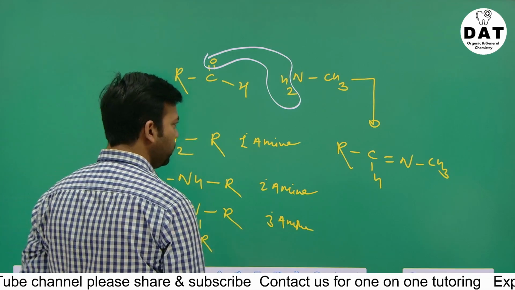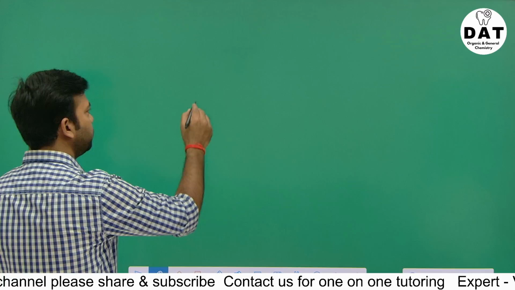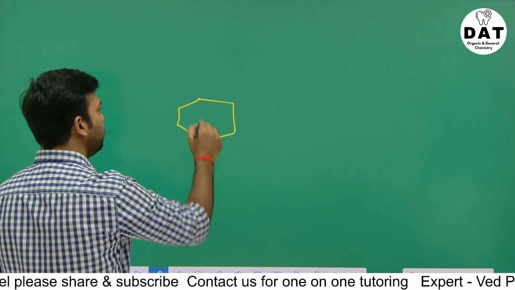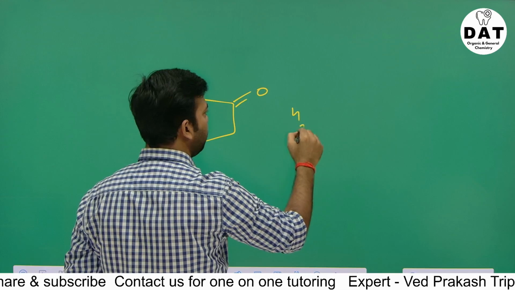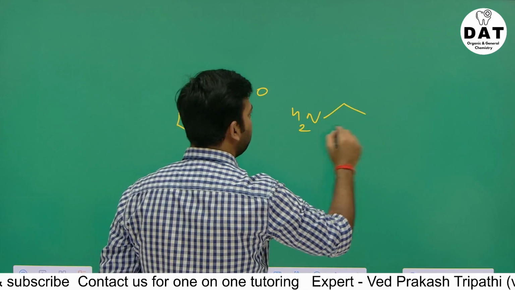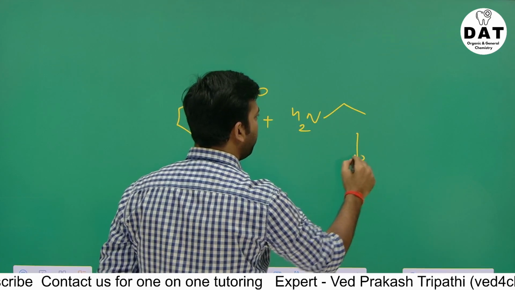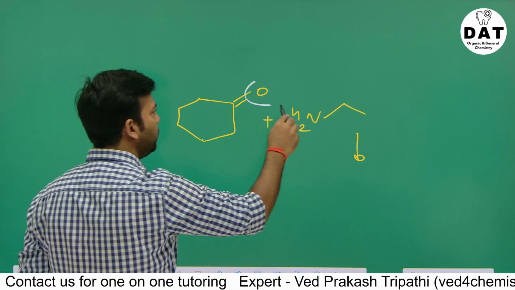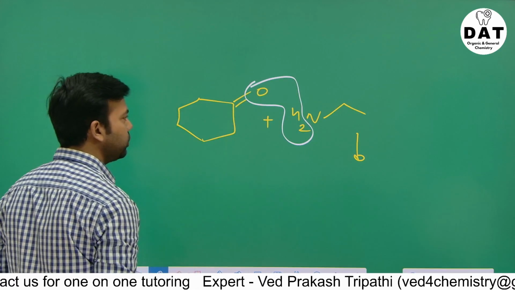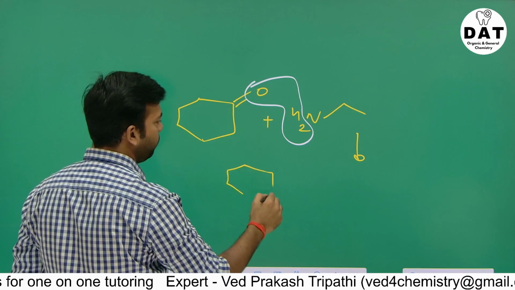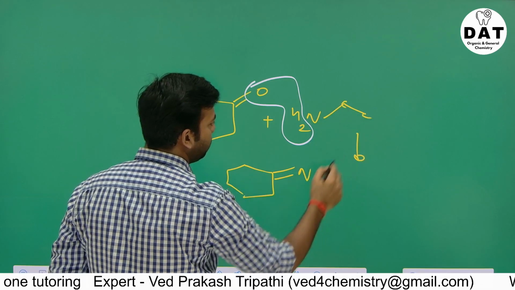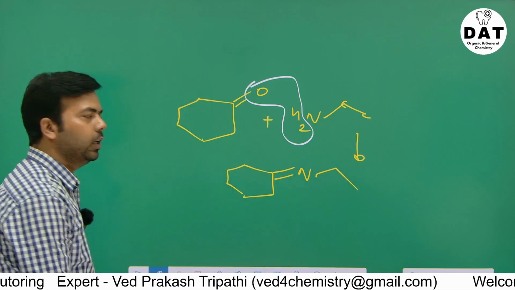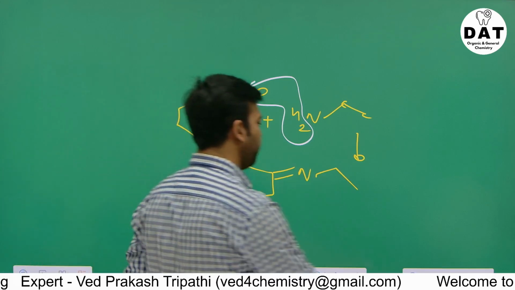Suppose you have this one, a cyclic ketone, and we have this one. What should be the product? Again, very simple. Elimination of water, like this. We have double bond N, nitrogen has 2 carbons, like this. Clear? This is a primary amine.